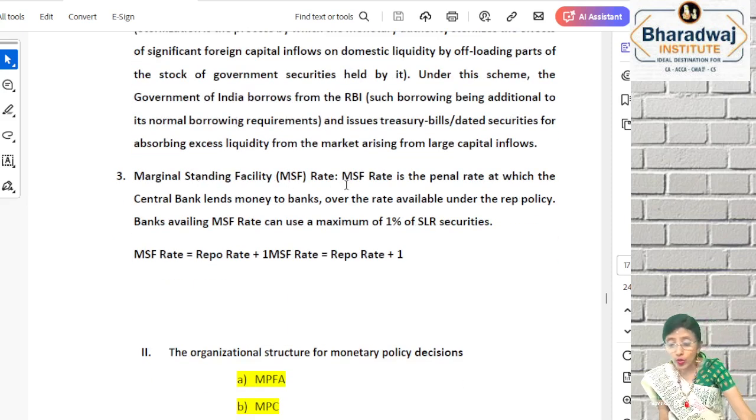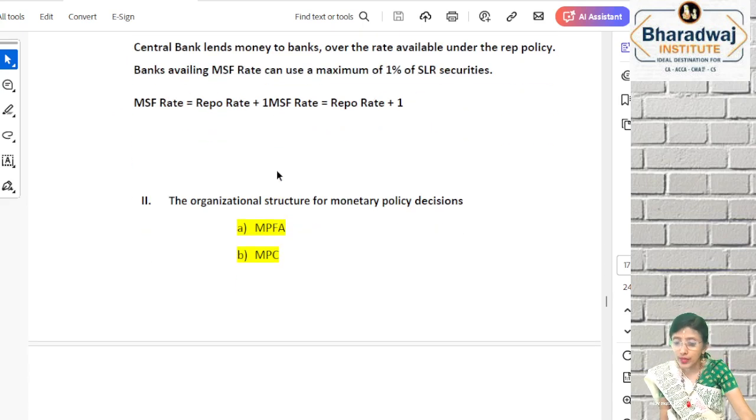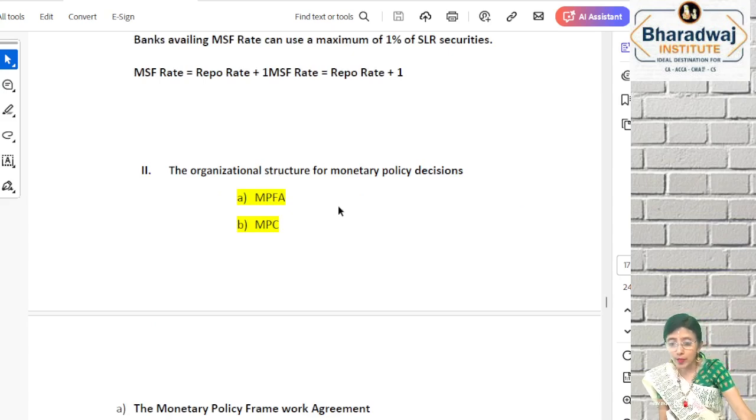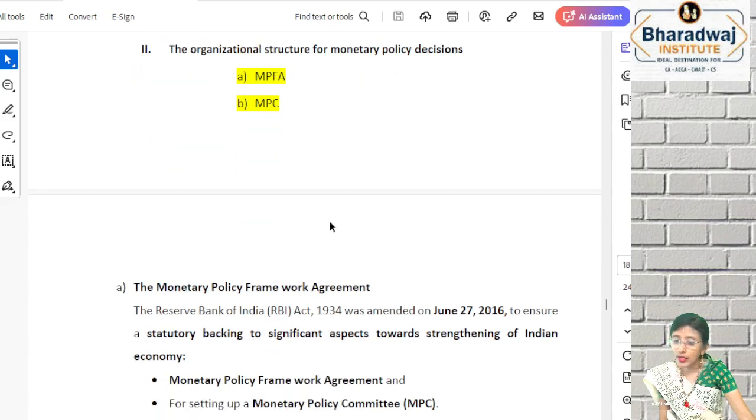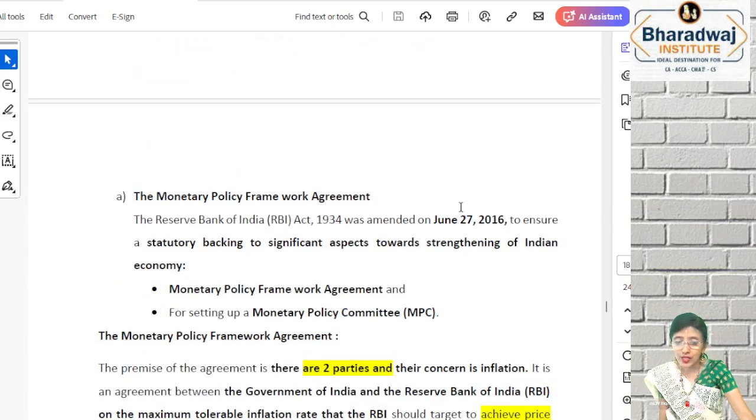Marginal standing facility. So when you want to borrow even above the liquidity adjustment facility at a penal rate of interest, then it is called the marginal standing facility. So all this we have done exclusively. Then comes your second part, the monetary policy framework agreement and the monetary policy committee. Okay, remember those two.